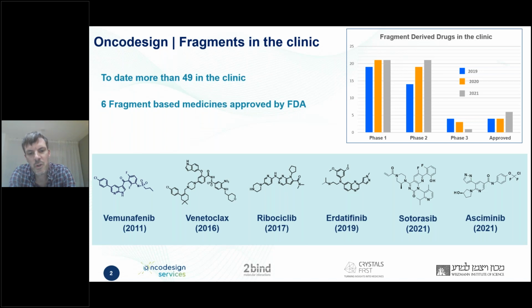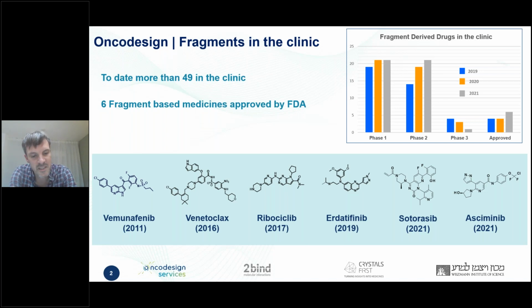2021 showed that there is a constant number of molecules in phase 1 clinical trial and a small increase in phase 2 clinical trials. In 10 years, 6 molecules were approved by the FDA, and they are all used in oncology. First, Vemurafenib was approved in 2011. This compound targeted the BRAF mutant form.